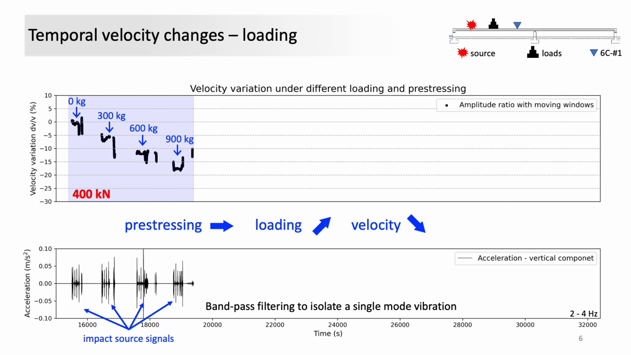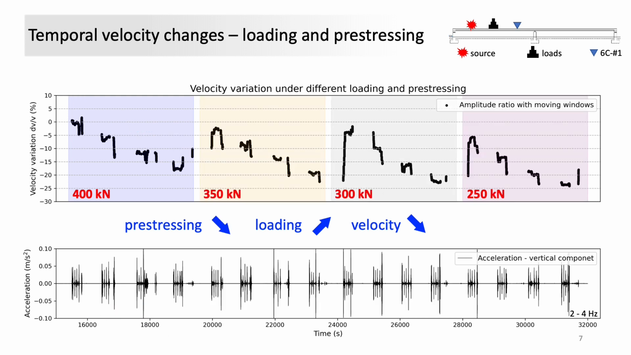900 kilograms. We can see that the estimated relative velocity changes, represented by the black dots, using amplitude ratio with sliding windows decrease accordingly from 0 to minus 17%. That is what we expect, since the loading may cause deflections and the opening of cracks in the bridge.